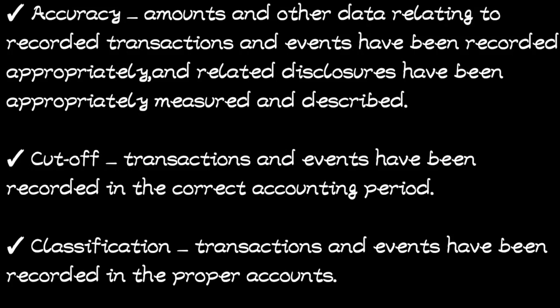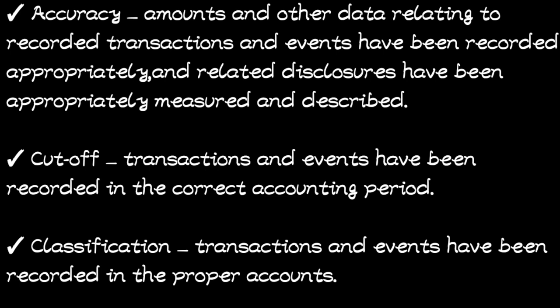Then another assertion we have is cutoff. The auditor has to make sure that transactions and events are being recorded in the correct accounting period. Like if something was supposed to be recorded in this period, it is recorded in this particular period, not in the next period, or it wasn't recorded in the previous period. So the auditor has to make sure that transactions are being recorded in the correct accounting period.